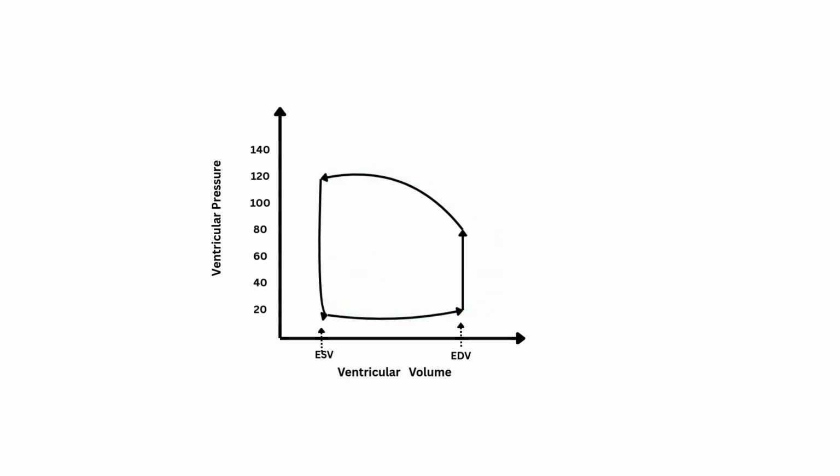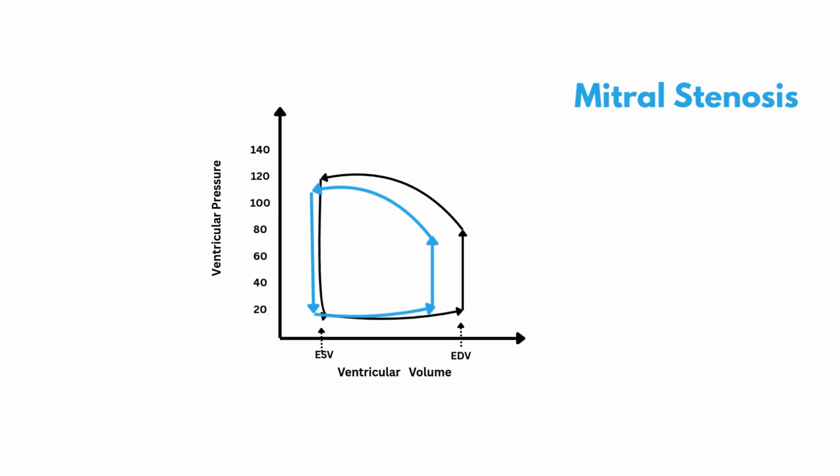Next is mitral stenosis. What happens in mitral stenosis? During mitral stenosis, the atria during diastole cannot pump blood through the mitral valve into the ventricle. This is because of what? The dysfunctional stenotic valve. As such, less volume ends up in the ventricle. What does this do? This reduces the preload. Reducing the preload means the end diastolic volume will be low.